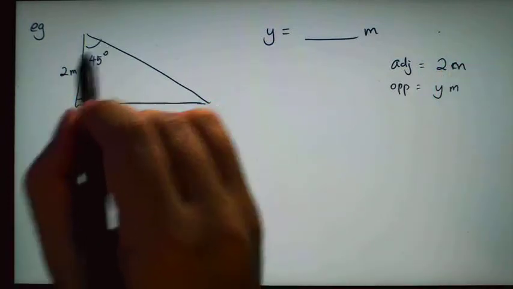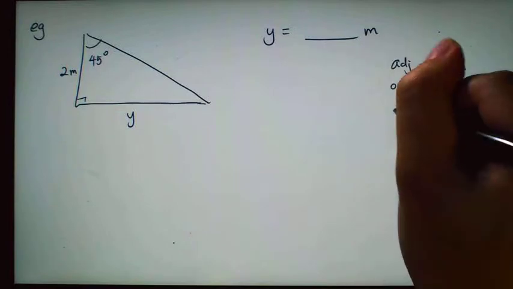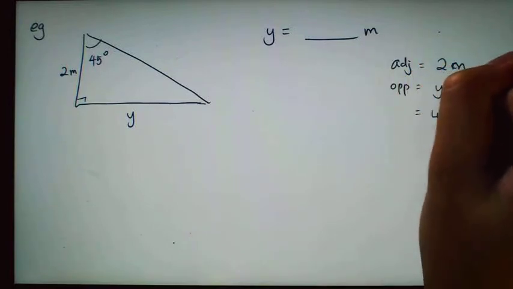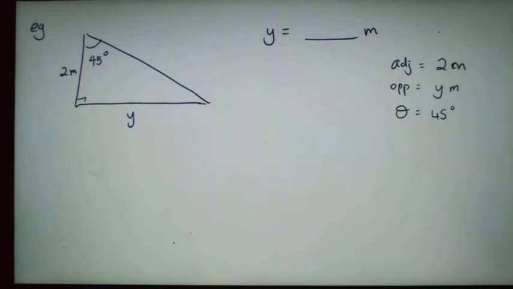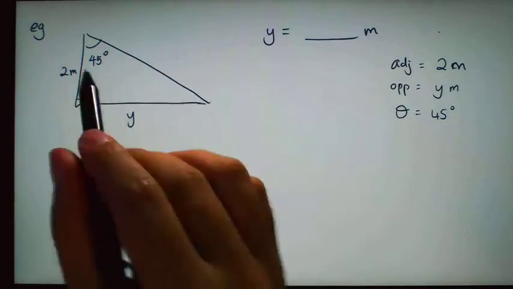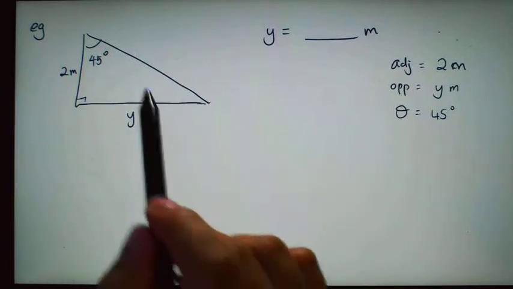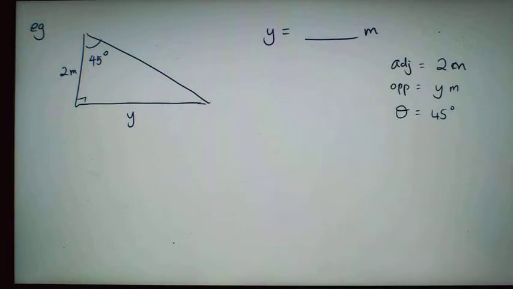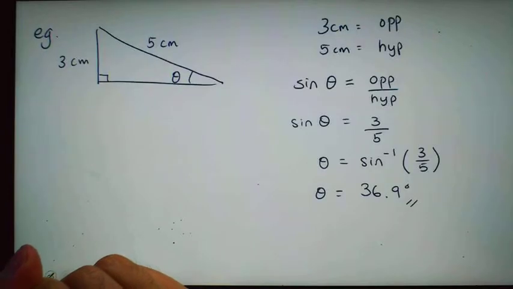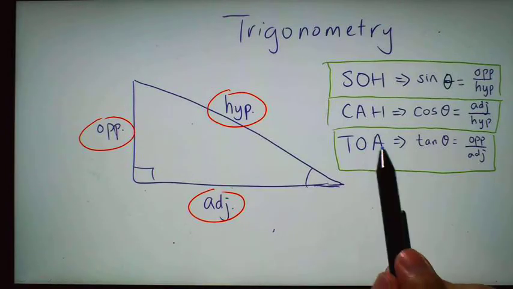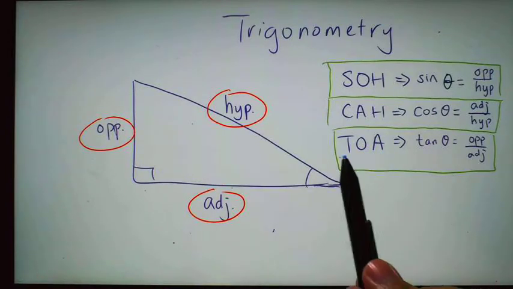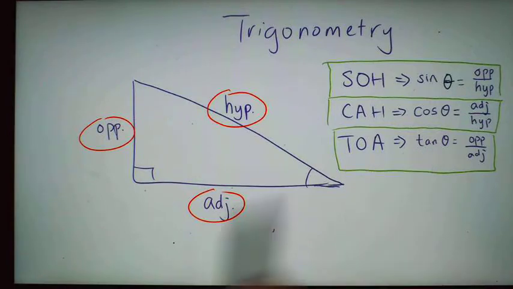Okay, and here 45 degrees. Again, it's given 45 degrees. So there's nothing to talk about the hypotenuse. So we got O and A. So OA, what formula should we use? Okay, we go back to the formula. Have a look. O and A. See? We use the tangent.